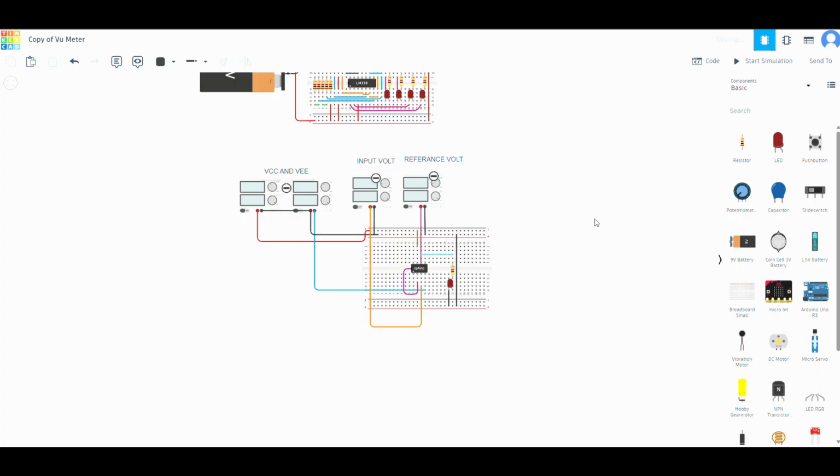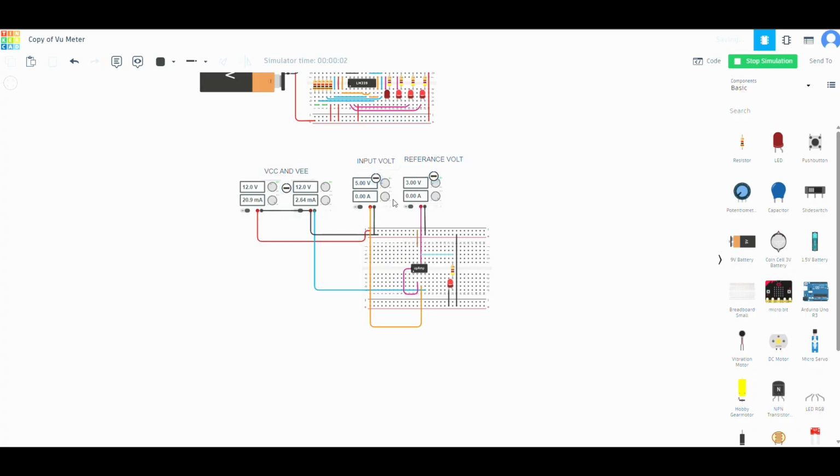There are four power supplies: VCC, VEE for turning on the op-amp, the input voltage, and the reference voltage. We require four power supplies for an IC741 to make a small comparator. The working is like this: if the input voltage is greater than the reference voltage, we will get an output. If the reference voltage is greater than the input voltage, we will not get an output. Like if the sound level is greater than our reference voltage, we will get an output. It's a simple working.